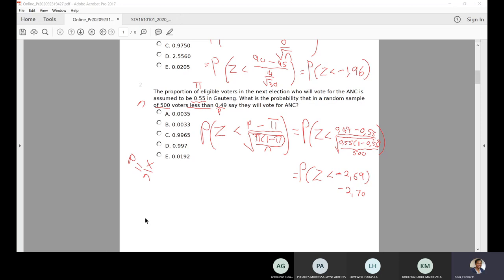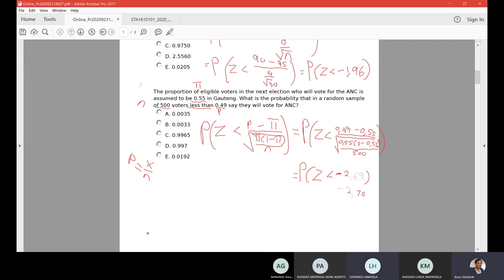Let me quickly also calculate it and see. I think which gave me option A. Okay. Divide by the square root of 0.55 times 1 minus 0.55 divide by 500, minus 2.70. And that's what I found as well. Yeah, that's also then what I have.